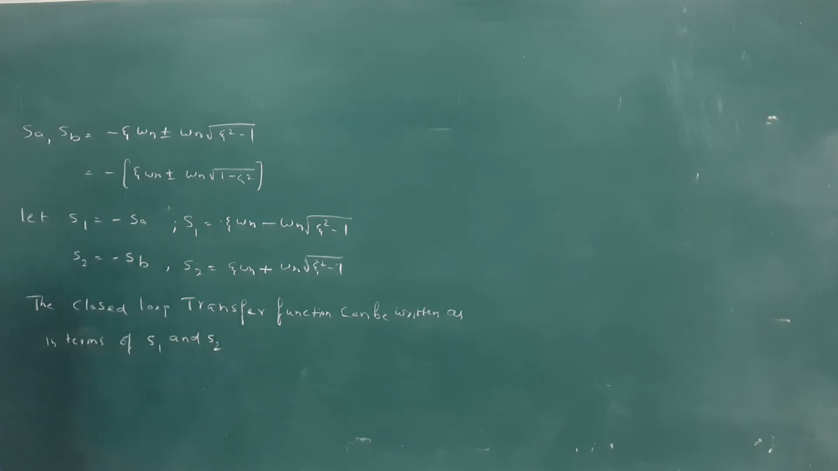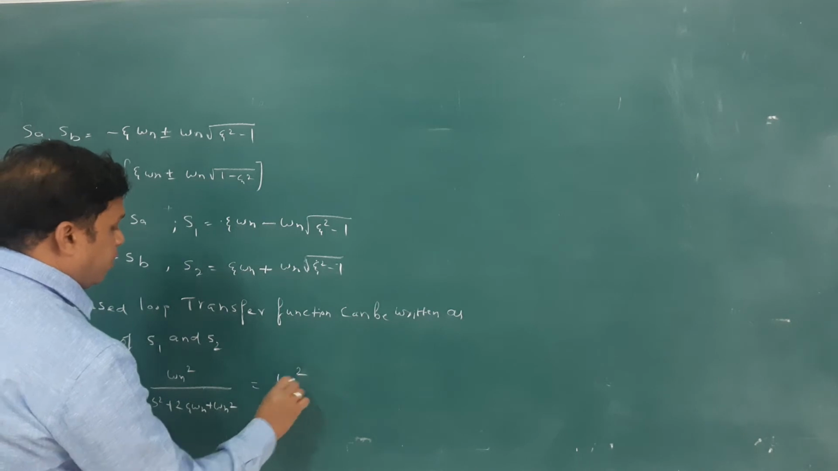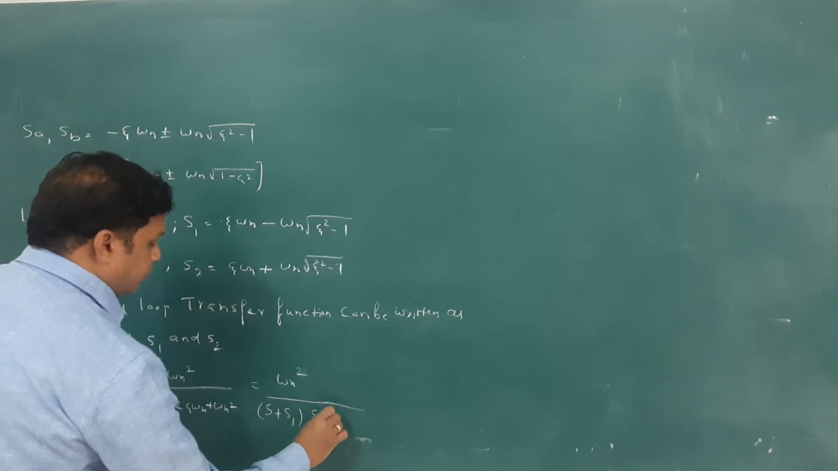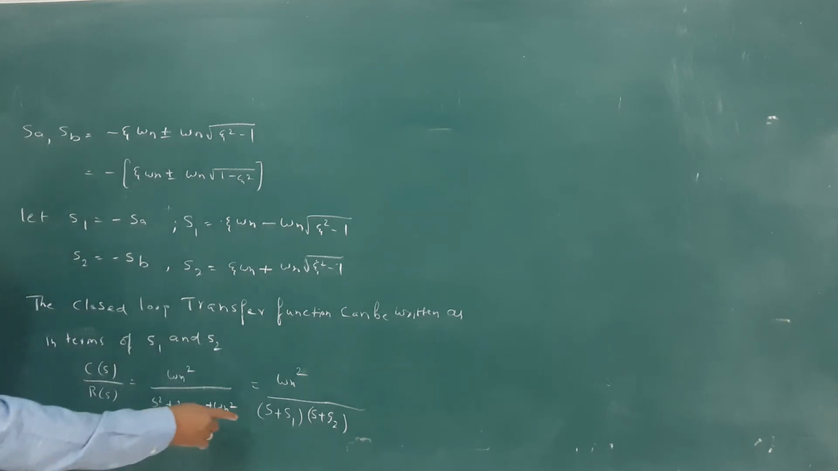In terms of S1 and S2, what we get here is C of S by R of S is equal to omega n square divided by S square plus 2 zeta omega n S plus omega n square, that is equal to omega n square divided by (S plus S1) into (S plus S2). We are writing the factor form like this: as these are roots, we are writing this denominator as (S plus S1) into (S plus S2). We are assuming that and writing.